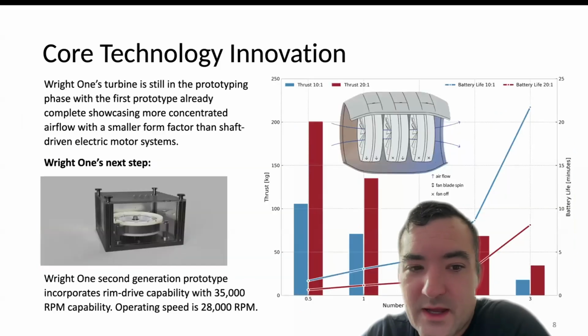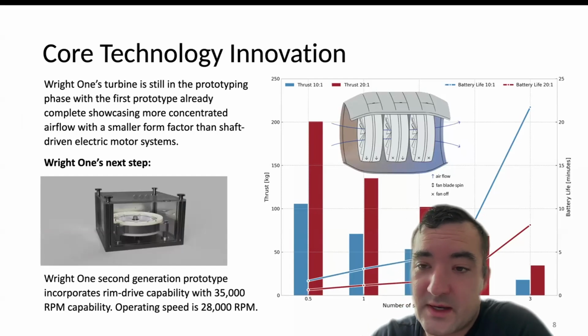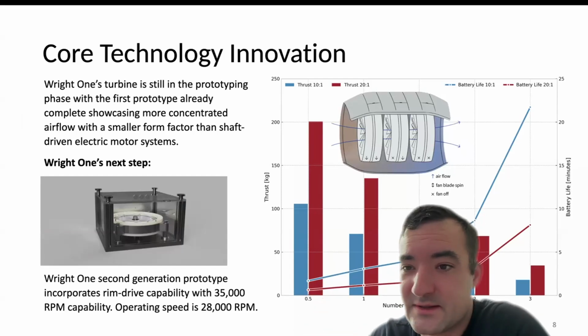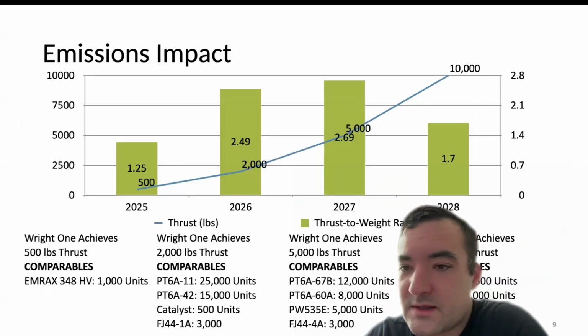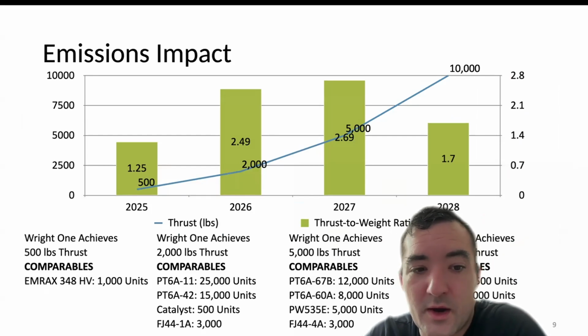And then for the core technology, this is where we're going. We are developing the electric motor from scratch so that we can implement it as a cartridge system, so that you can tailor the performance depending on what you need for your particular flight craft. Here are some comparables in terms of what Wright One is looking to accomplish in terms of thrust over the next, looks like 4 years.